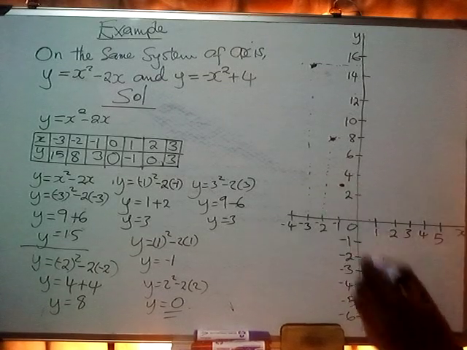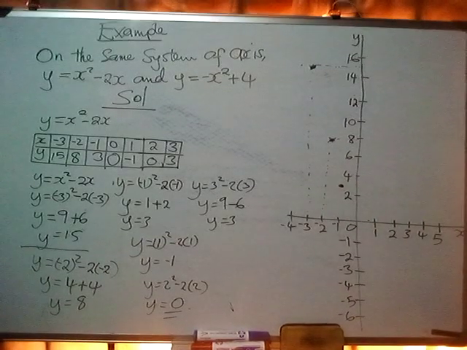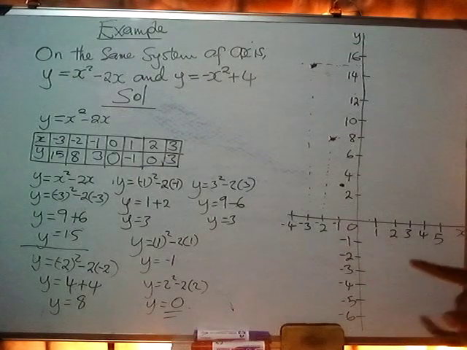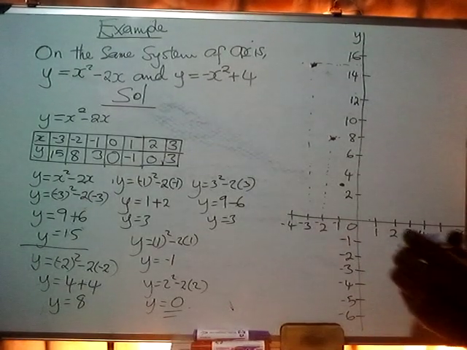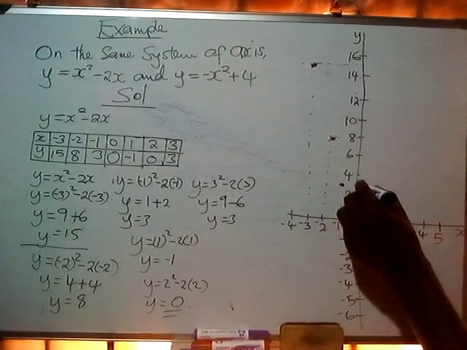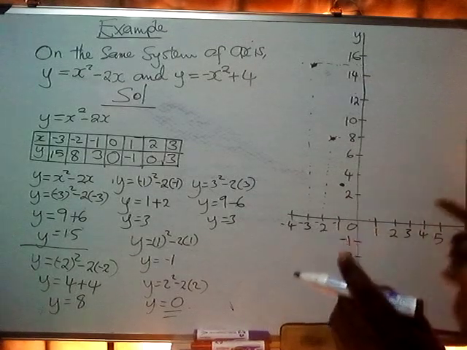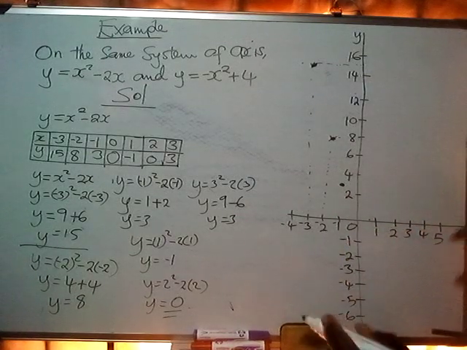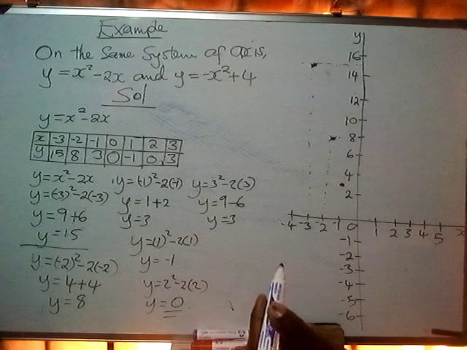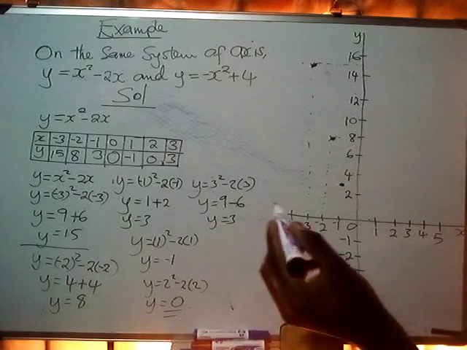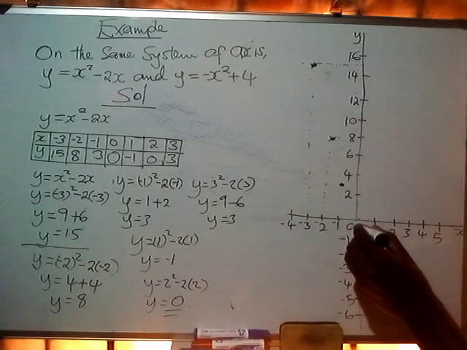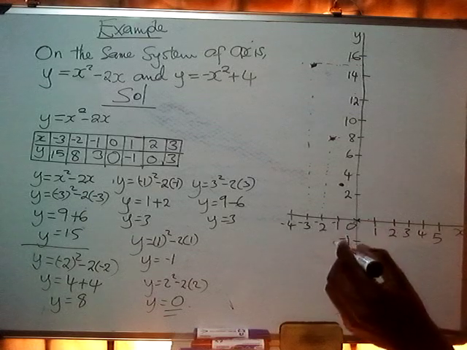-1, 3 will be somewhere here, because that's where we find our -1, and the 3 is in between 2 and 4. We also have the other one, which is 0, 0. It is at the center there.